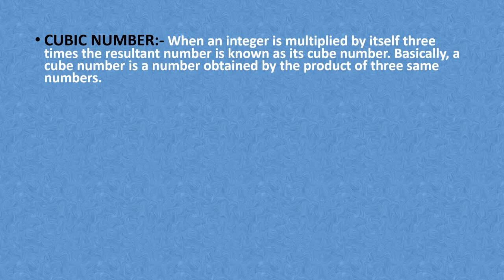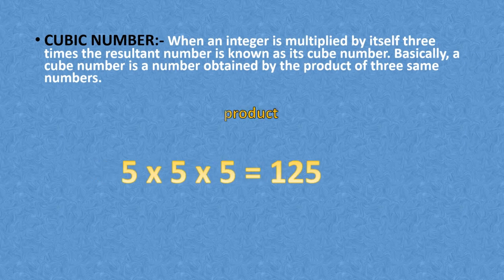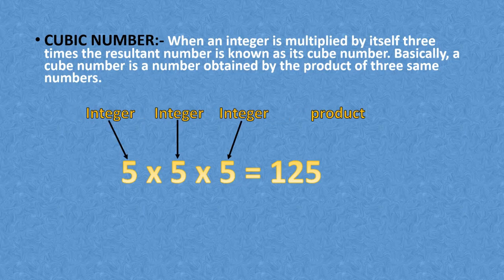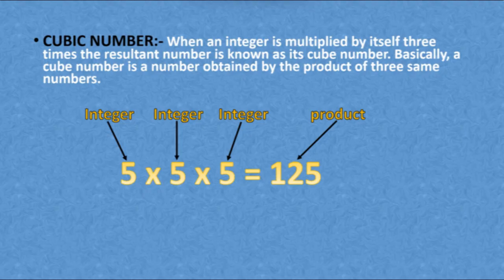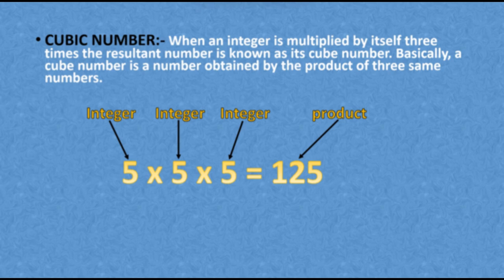Cubic number. When an integer is multiplied by itself 3 times, the resultant number is known as its cube number. Basically, a cube number is a number obtained by the product of 3 same numbers. For example, 5 multiplied by 5 multiplied by 5 is equal to 125, where 5 repeats thrice to give the product.